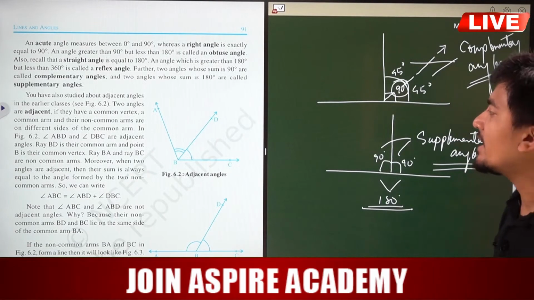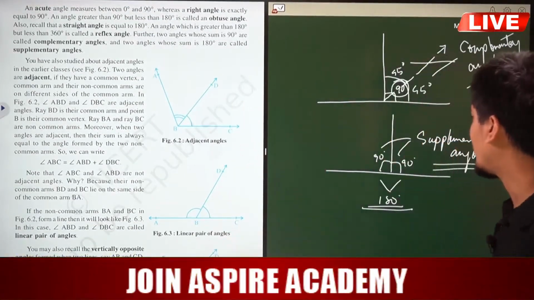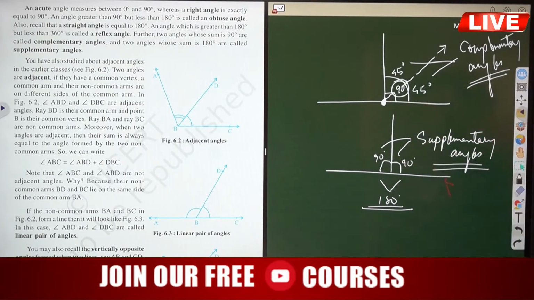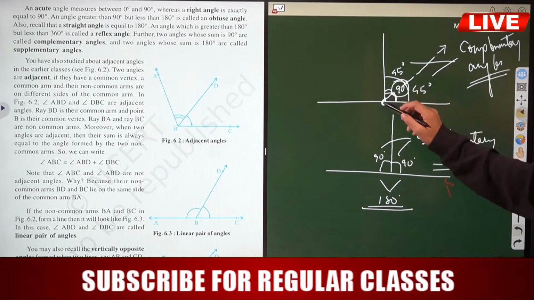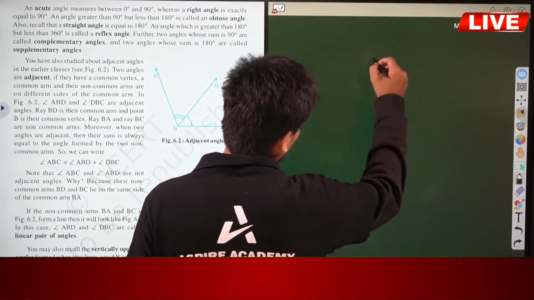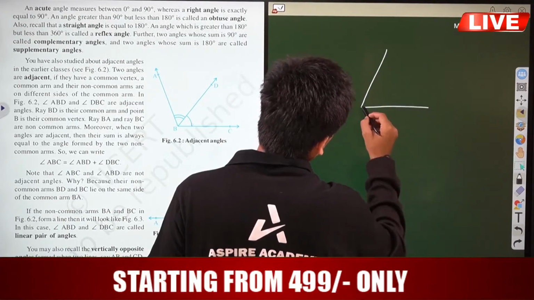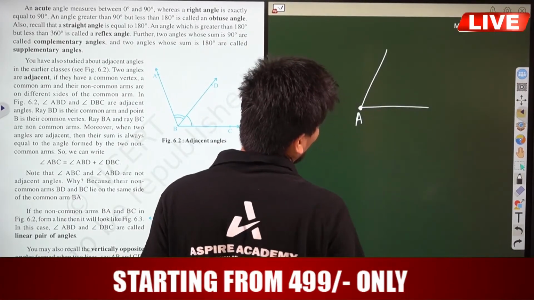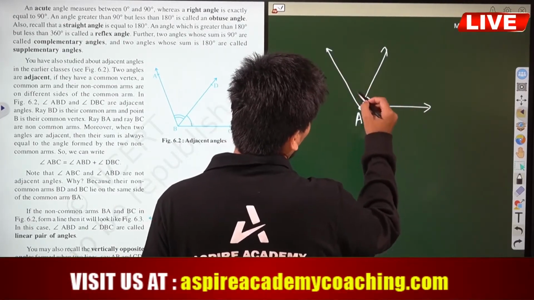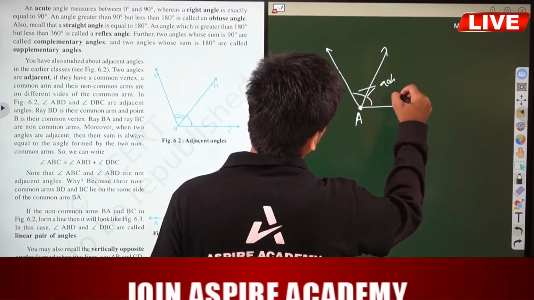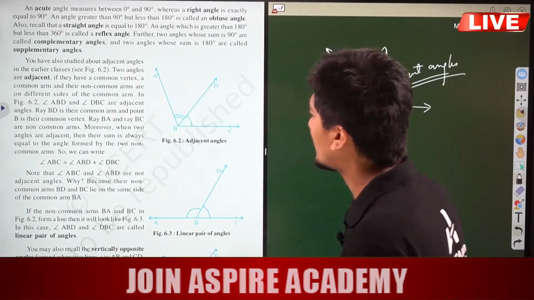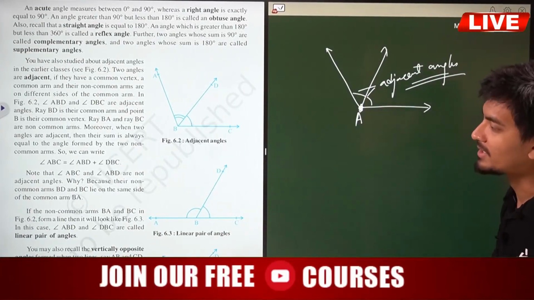So now, what is an adjacent angle? Adjacent angles are angles that have the same vertex. If the two angles have the same vertex, that means if say this is the vertex A, this is a ray and I have drawn one more ray here, so this angle and this angle are known as adjacent angles, because they have the same vertex.